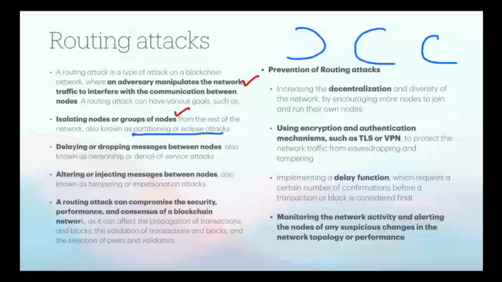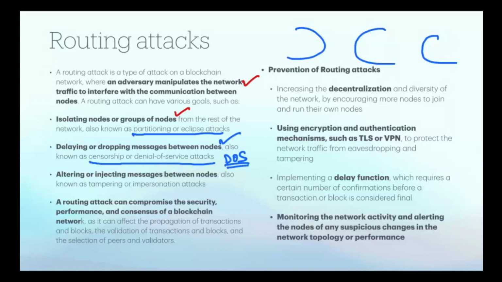Then delaying or dropping messages between the nodes, also known as censorship or denial of service attack. So this is called a censorship or DOS attack. In networking we have something called DOS attacks, denial of service attacks. So delaying a message between the nodes: the message has to go immediately, but the message gets delayed. Because of that, the receiver node doesn't know what happened in the transaction, so the transaction may be stopped in between. So these are the different things happening in routing attacks.